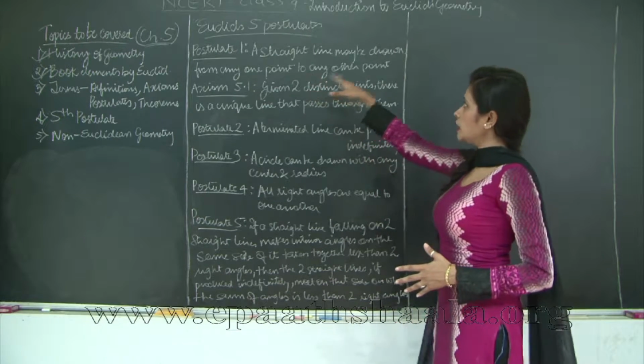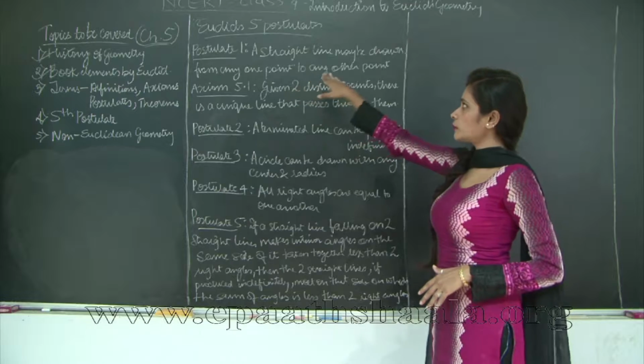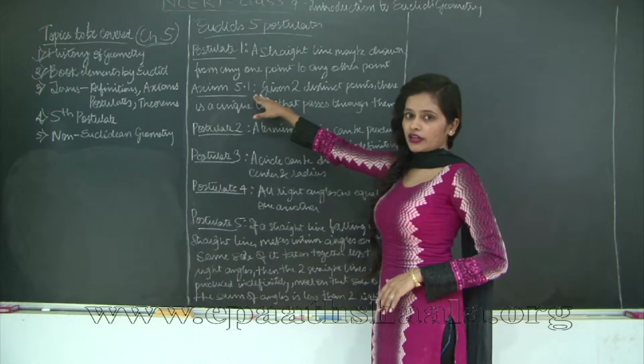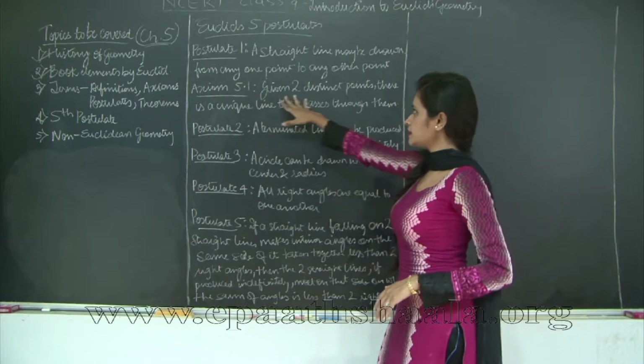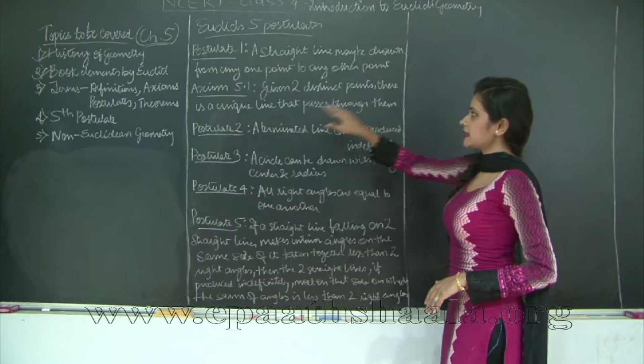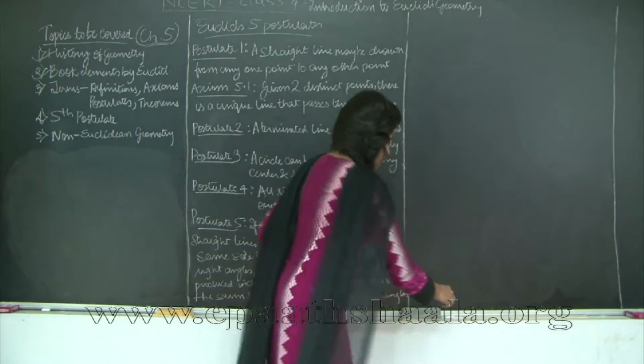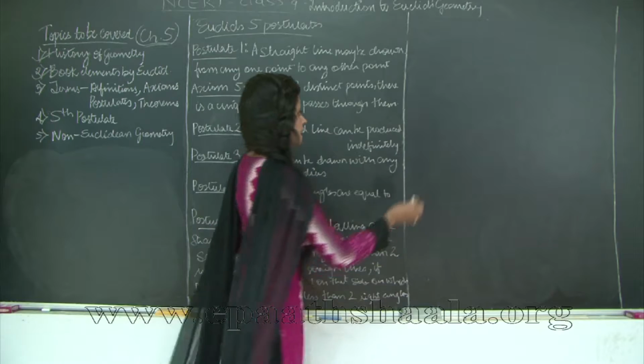The first one: a straight line may be drawn from one point to another point, and it is derived from Axiom 5.1 of the book Elements. Given two distinct points, there is a unique line that passes through them. First of all, let's take a look at it with the help of a diagram.